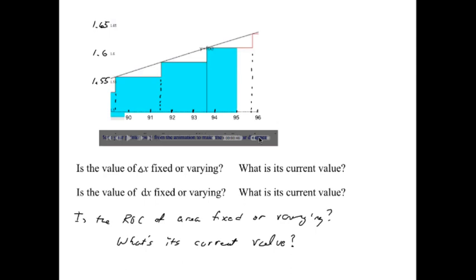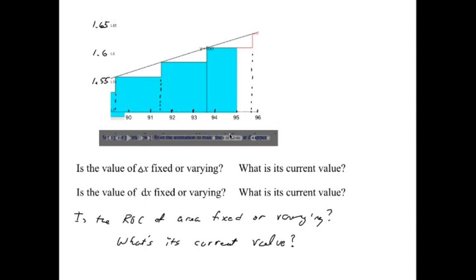Somebody knew. The value of delta x, first of all, is that fixed or varying? Yes, sir. Delta x is fixed at 2. He says it's fixed at 2. What do you think? Your answer tells me that you totally get it, but it's probably a little bit more than 2, like 2.1 or 2.2. It's like 91.4 and then like 93.6. So it's like 2.2. Your answer told me that you totally understood it.